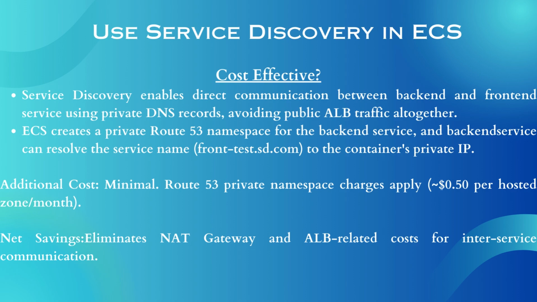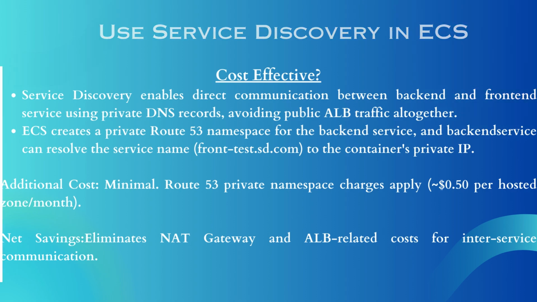ECS creates a private Route 53 namespace for the backend service. For example, very simple, the backend service can be resolved through the namespace, like frontend-test.sd.com, to the container's private IP. The additional cost is minimal, and the Route 53 private namespace charges apply. It's probably 50 cents per hosted zone per month. The net saving eliminates the NAT gateway and ALB related cost of inter-service communication.